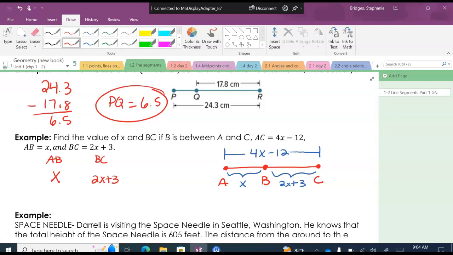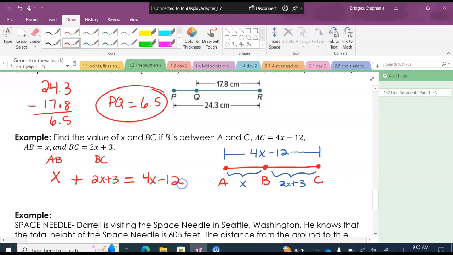What's that postulate called? The segment. Look back on the front of your paper. Segment what postulate? In that box at the bottom. Segment addition postulate. So I'm going to take AB, which is x, BC, which is 2x plus 3, and I'm going to put them together, which in math means I'm going to add them, and they are going to equal the whole segment, which, what are we saying the whole segment is?